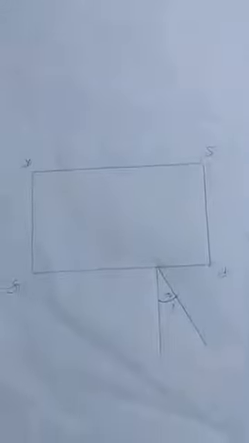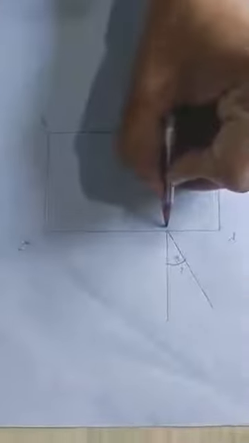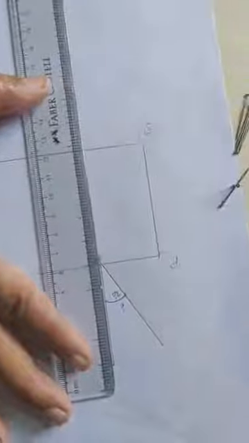This is the angle of incidence at the point B. So this one is B, and this is your normal line. Clear?